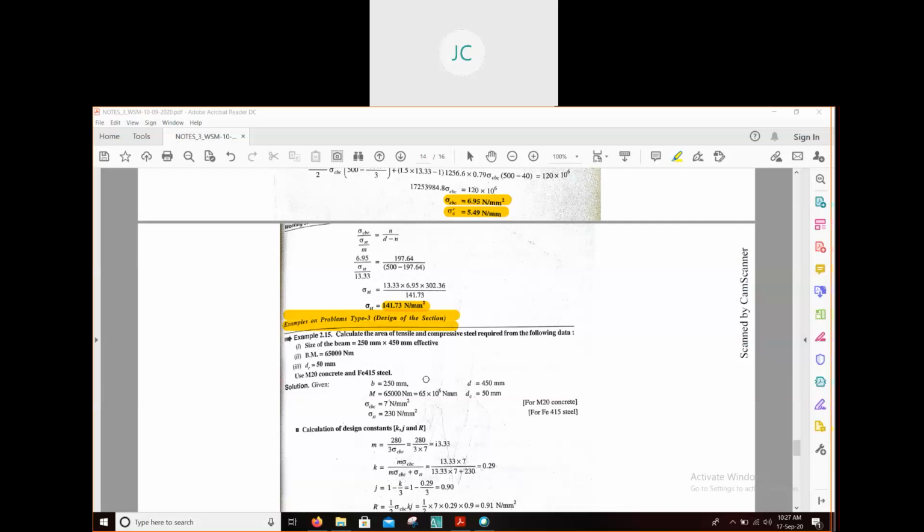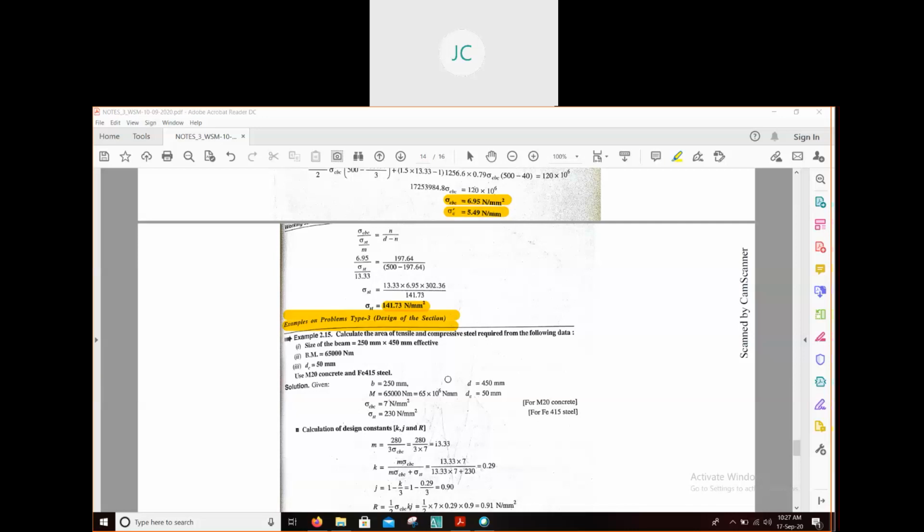So in this question, the size of the beam is given as 250 and 450 millimeter effective. That means the width of the beam is 250 and the effective depth is 450 mm. The bending moment resisted by the beam is 65,000 Newton meter, and DC is 50 millimeter.